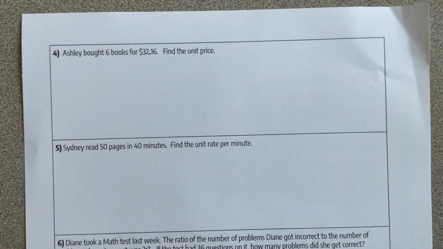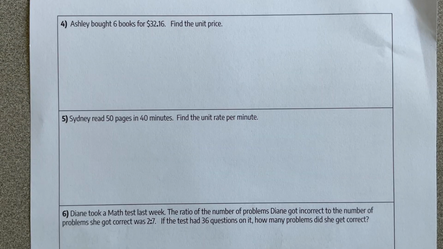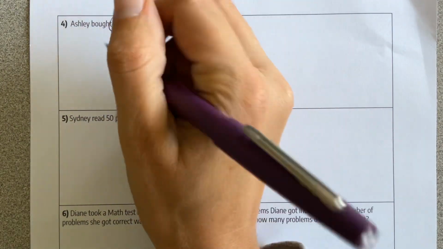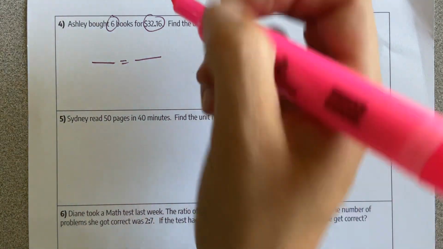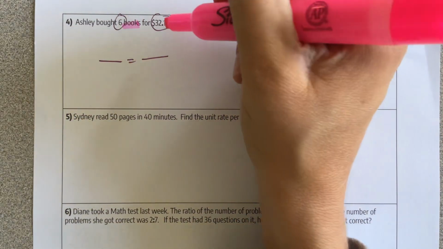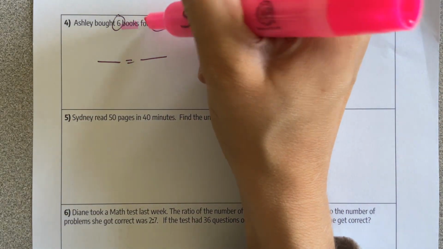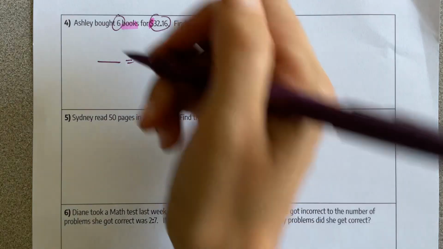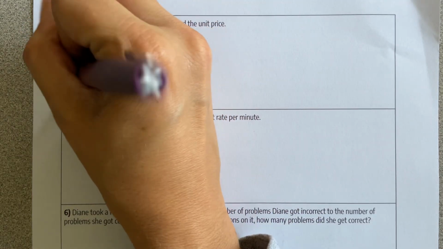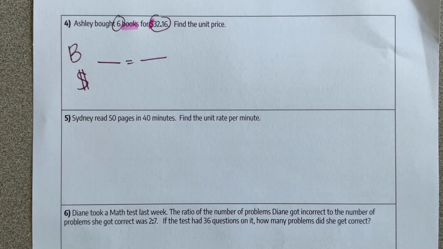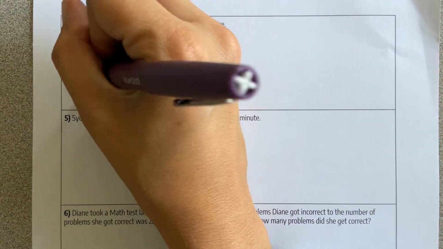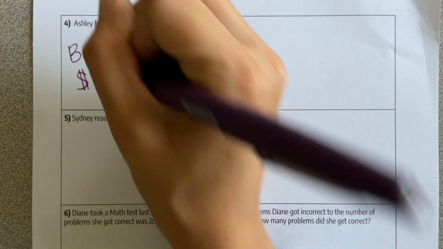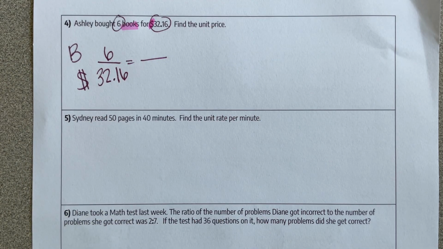Okay, number 4, Ashley bought 6 books for $32.16. So I'm circling my numbers. I'm going to set up a blank proportion, looking at my units, 6 books, and it doesn't say something, but it has money, so that's our other unit. So we're talking about books and money. Plugging in our numbers, 6 goes with books, 32.16 goes with the money.